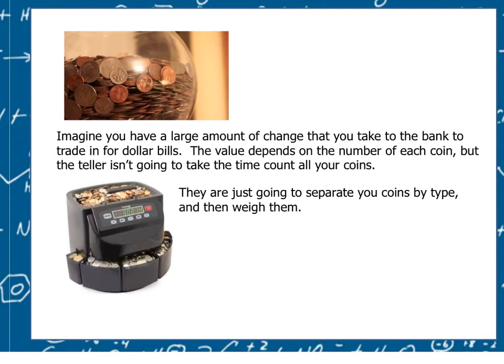What they're going to do instead is they're going to separate them by type and then just weigh them. They know how much each penny, nickel, dime, and quarter weighs, and so then they can figure out how many that you have by weighing them.